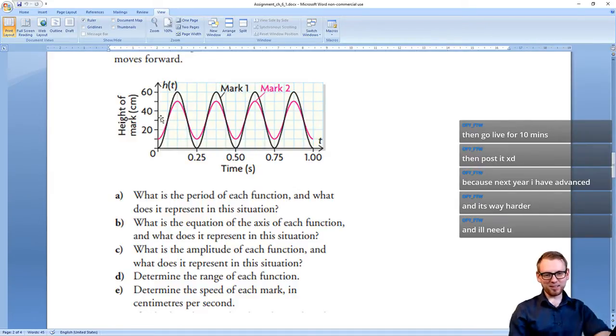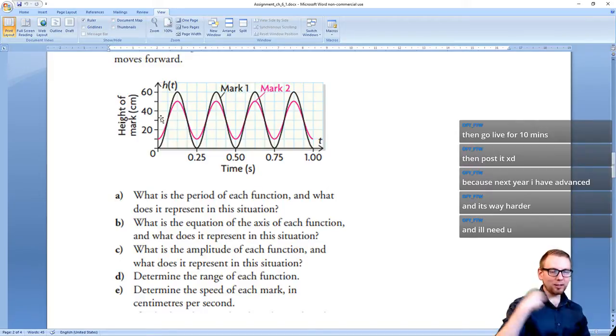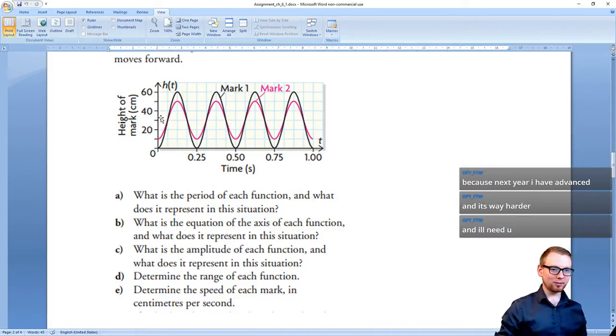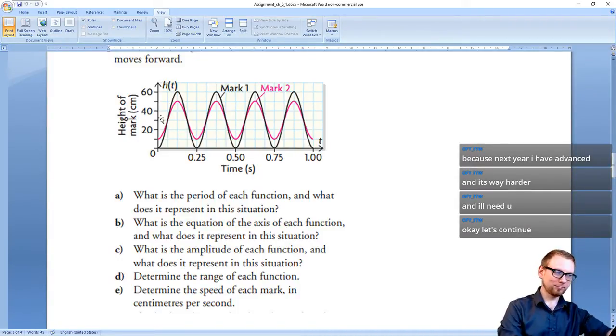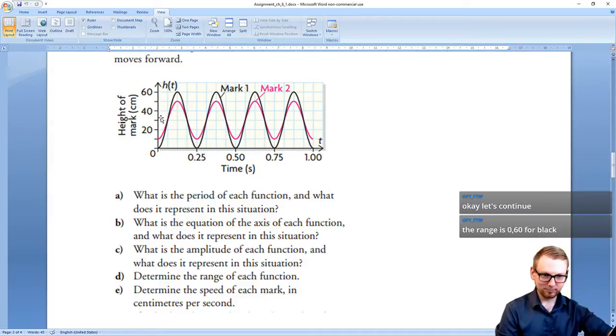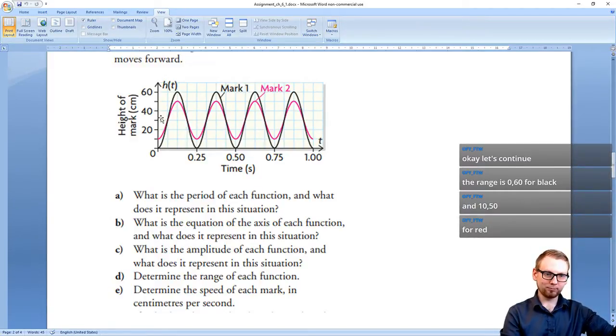It's funny that you say advanced. You need to redo a lot of this stuff, bud. You gotta start thinking more math-like, not so much just the do-the-answer type. Anyways, what's the range of each function? This is super easy. 0 to 60 for the black, and what about the red? Yeah, see, you got this.